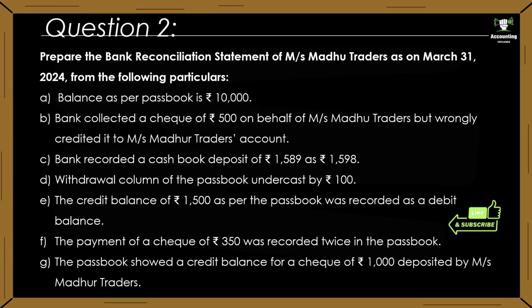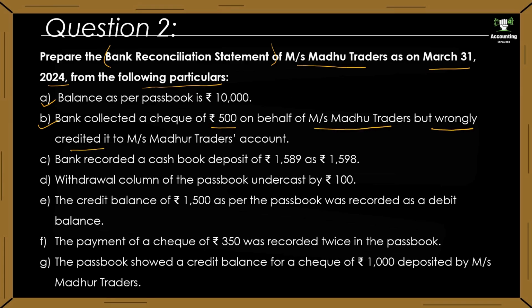The question is, prepare the bank reconciliation statement of Messrs. Madhu Traders as on March 31, 2024 from the following particulars. Balance as per passbook is 10,000. Bank collected a check of rupees 500 on behalf of Madhu Traders but wrongly credited to Messrs. Madhu Traders account. Instead of crediting to Madhu Traders, they have credited to Madhu Traders wrongly. The names are similar, except for the one letter R.